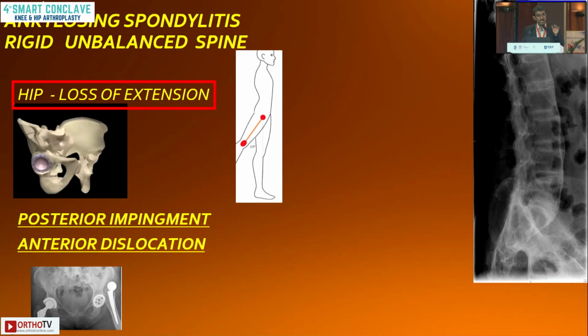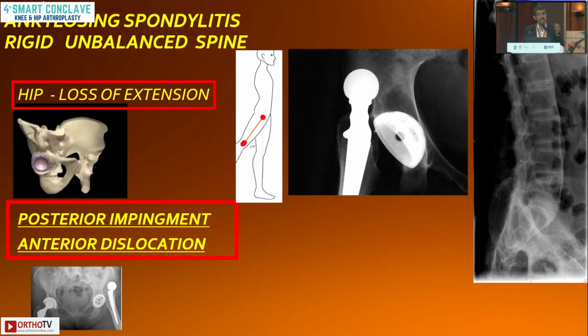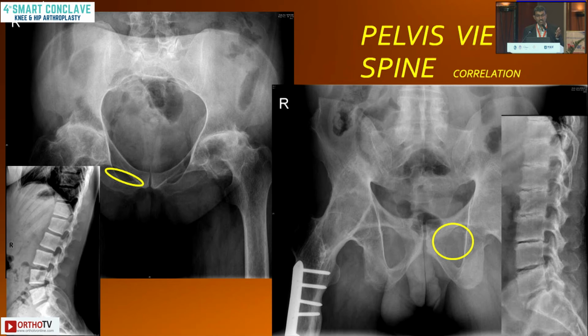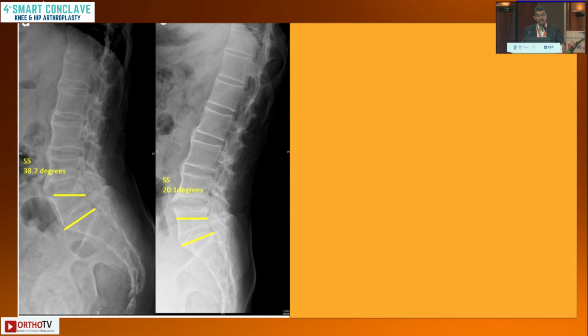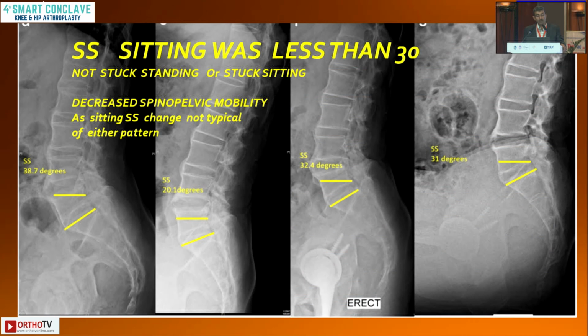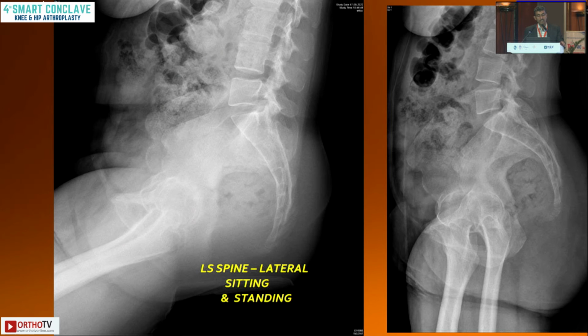In a situation like AS, you have a loss of extension, a posterior impingement and a tendency to anterior dislocation. So it's always necessary to look at the pelvis and the lateral views. In a common situation like AS, you can have a varying amount of spinopelvic mobility. Remember that there could be a reduced spinopelvic mobility, where the sacral slope does not conform to the usual change, and what we need to do is get spine sitting and standing lateral views before surgery.